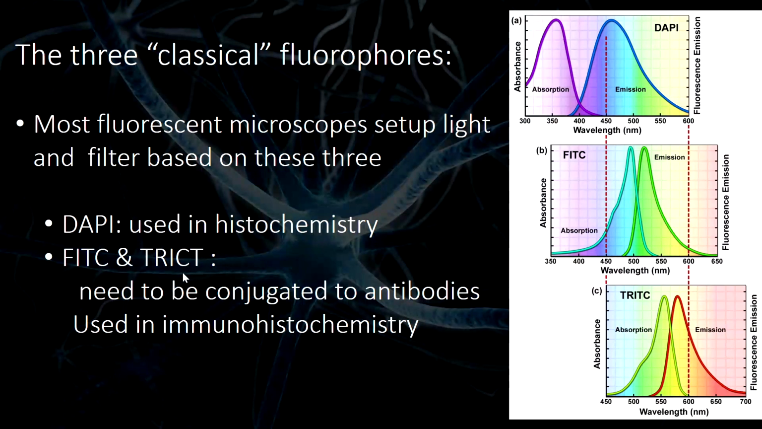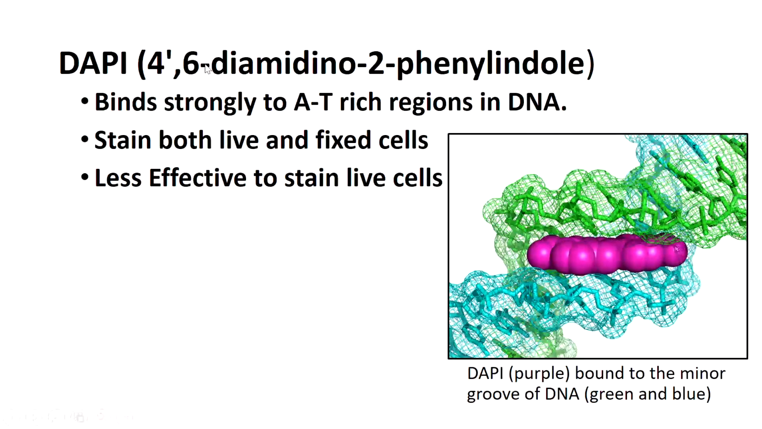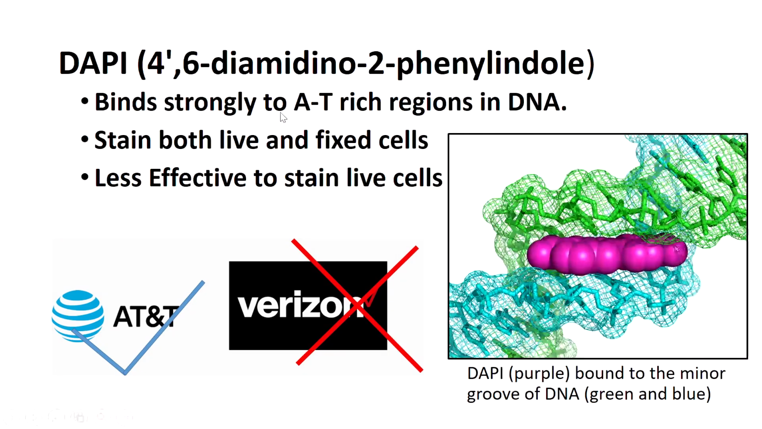So DAPI works differently from FITC and TRITC. So here is the DAPI. I mean, there's a whole chemical name for that. I don't even know how to pronounce it. Okay, so how does DAPI work? It will bind strongly to AT-rich regions in DNA. So this is a DNA, and if you find that DAPI is binding there, that means there are a lot of A and T nucleotides in there. So DAPI only binds to AT, not to GC.